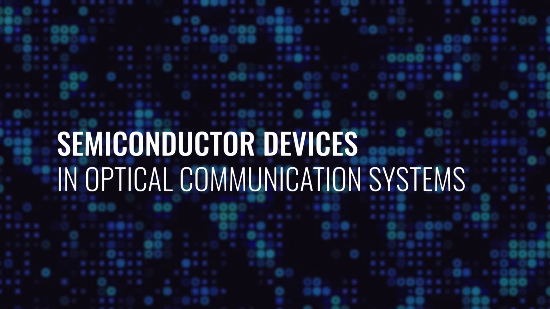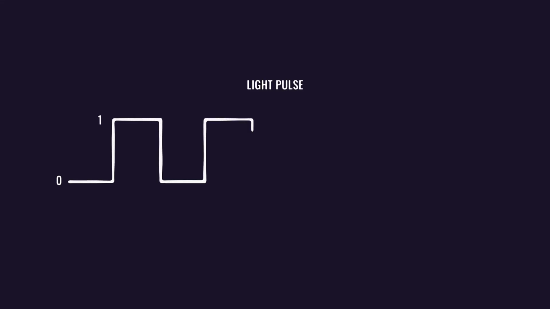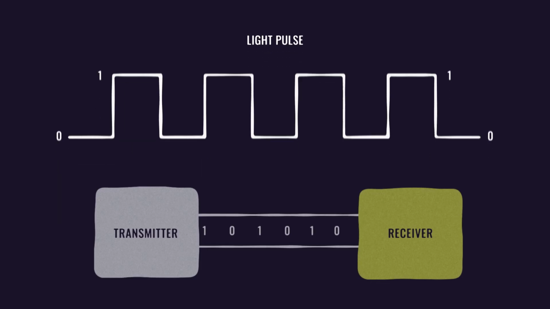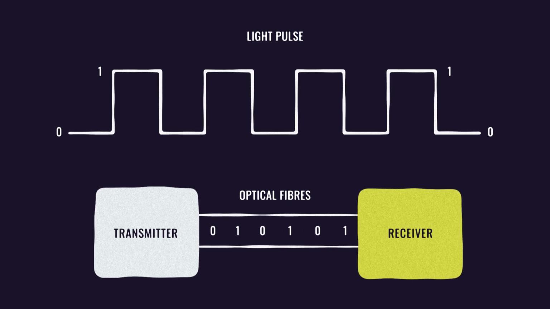In this video, we will explain the essential roles played by semiconductor devices in optical communication systems. In optical communication, the data is encoded in light pulses to be sent from the transmitter to the receiver. The light pulses travel along specially designed cables called optical fibers.